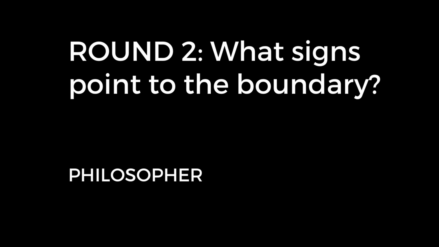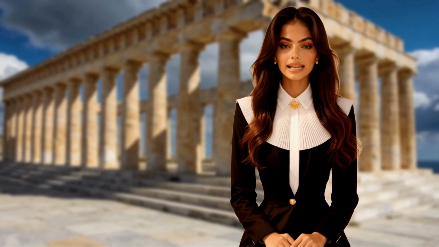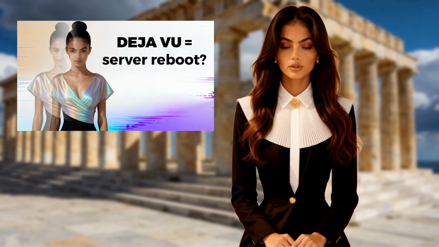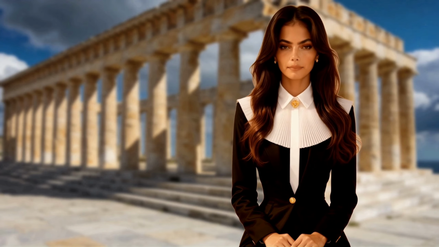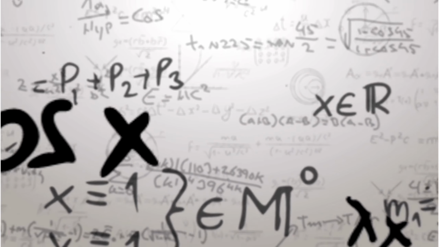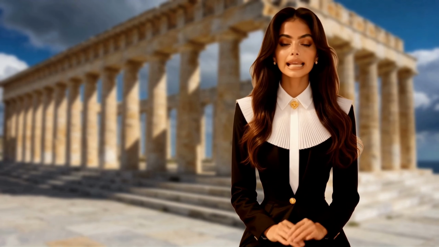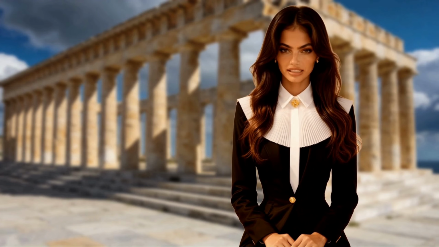Philosopher. You list signs, but here is the problem. Any observation can be interpreted in 2 ways. Déjà vu: neuroscience or glitch. Mandela effect: memory or patch. Quantum mechanics: optimization or simply the way reality is built. This is called the problem of underdetermination of theory by data.